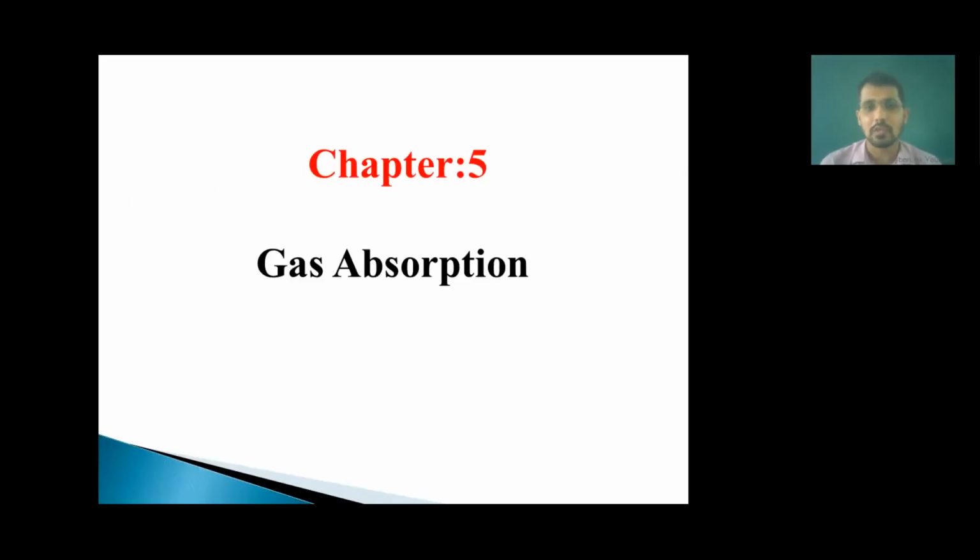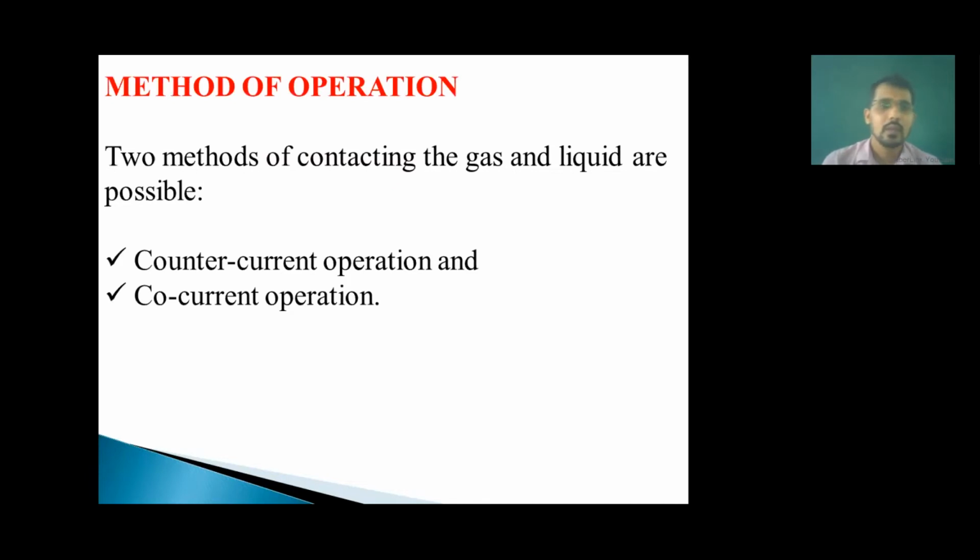Now in this lecture we will see methods of operation. Absorption is a process in which mass is transferred from the gaseous mixture to the liquid phase when it comes into contact with the liquid, based on the concept of solubility of one of the components from the mixture into the liquid phase.